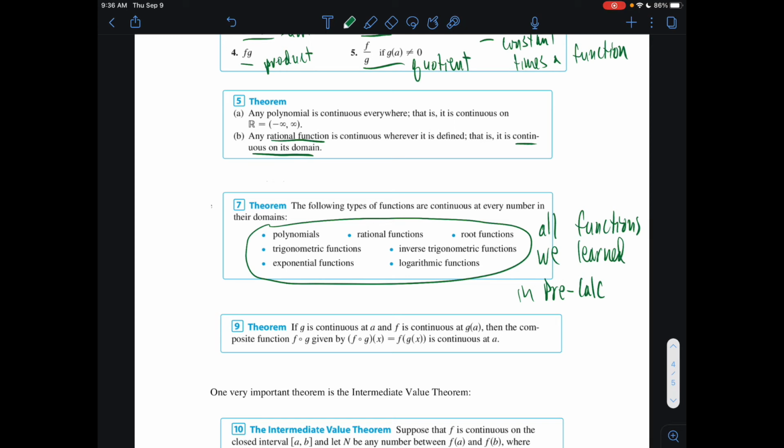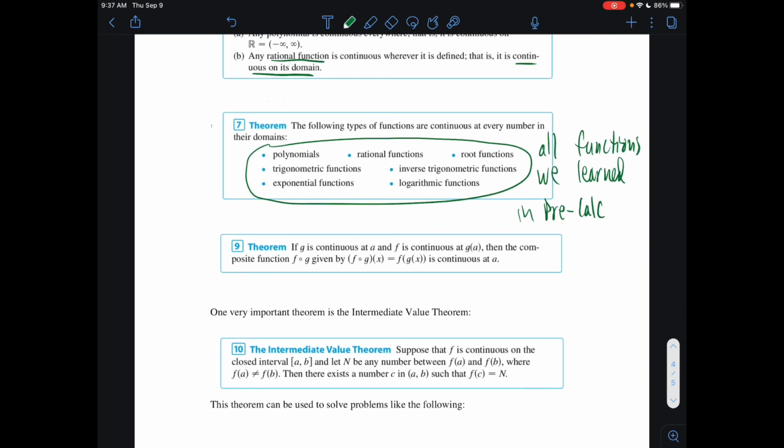So that's why our focus was on those functions, because we needed to use those as we move into calculus, because in calculus we are focusing our attention on continuous functions. The next theorem gives us the idea of function composition. If g is continuous at a, and if f is continuous at g of a, then the composite function f of g, given by f of g of x, is also continuous at a. Essentially, it's letting you bring the continuity inside of another function.